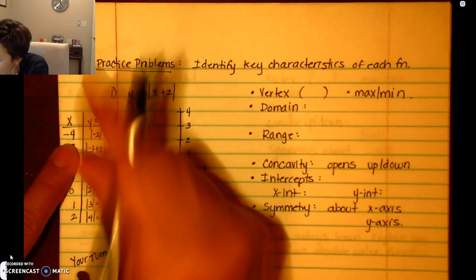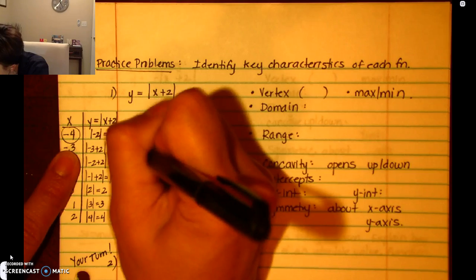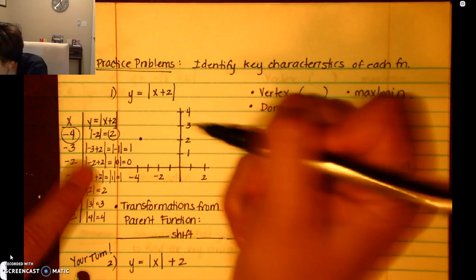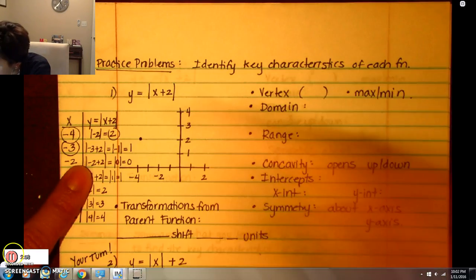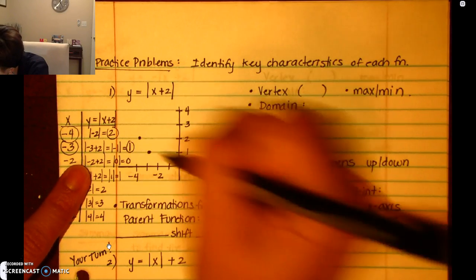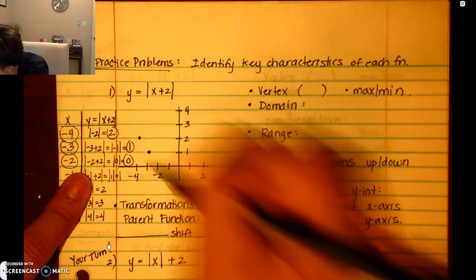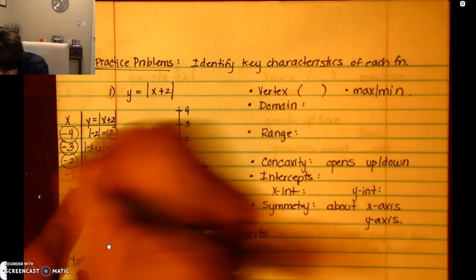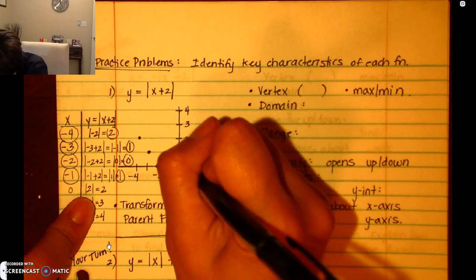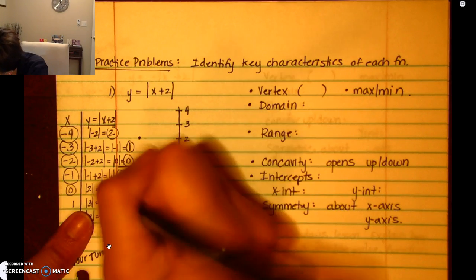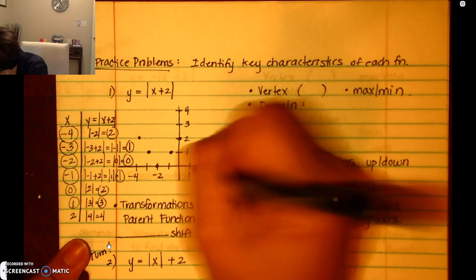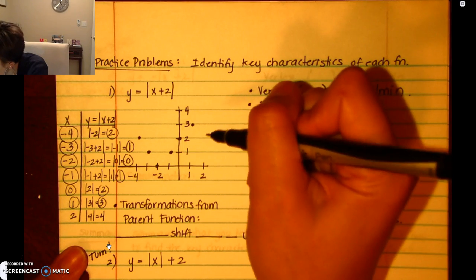So we're going to plot our points. When x is equal to -4, y is equal to +2. I'm going to go to the left 4 and up 2. When x is equal to -3, y is equal to 1. When x is equal to -2, y is equal to 0. When x is equal to -1, y is equal to 1. When x is equal to 0, y is equal to 2. And then finally, when x is equal to 1, y is equal to 3, and so on.